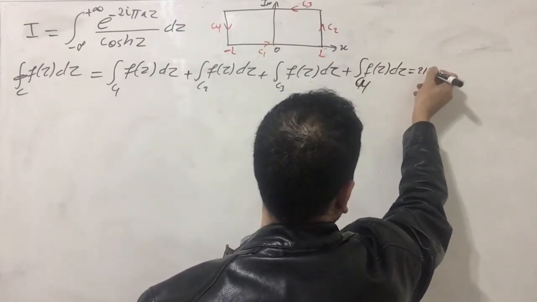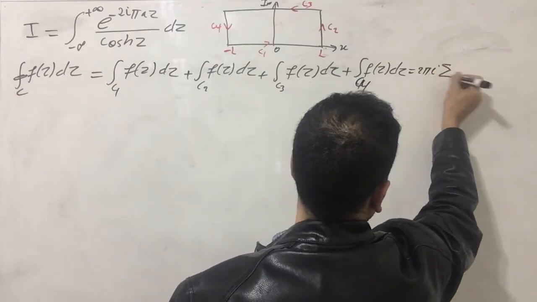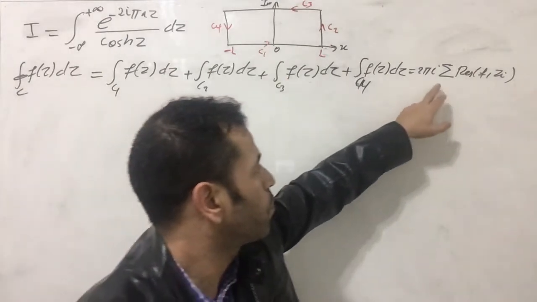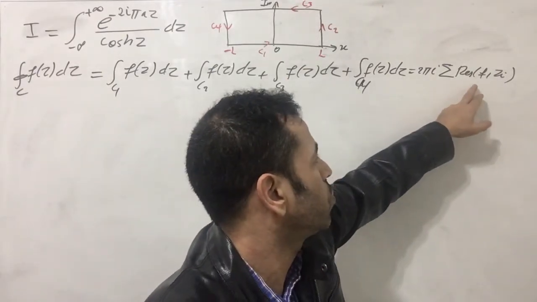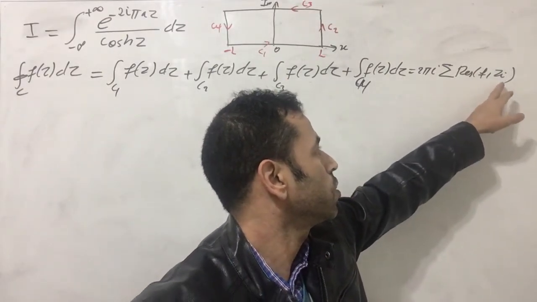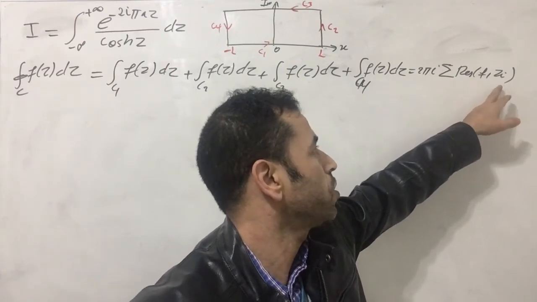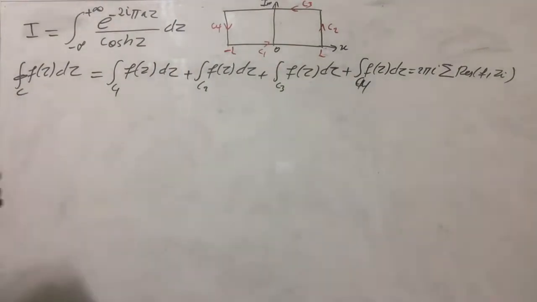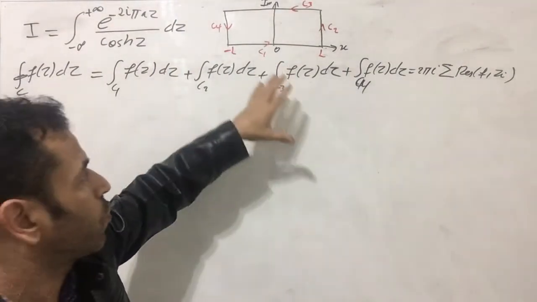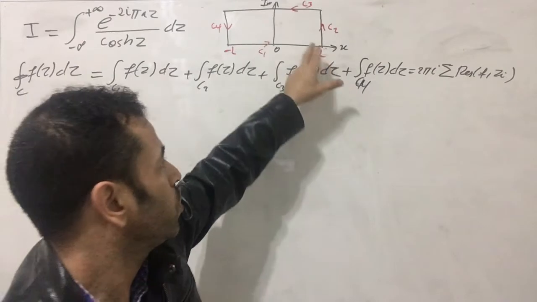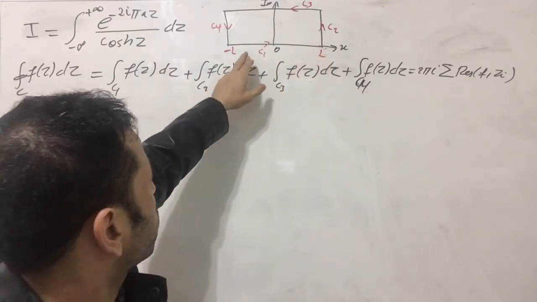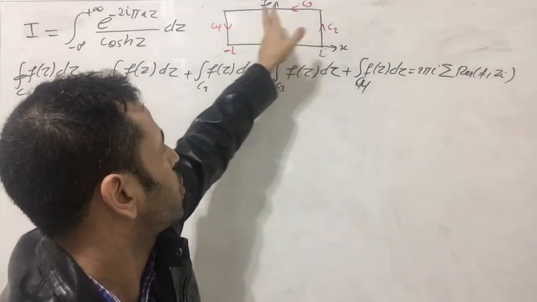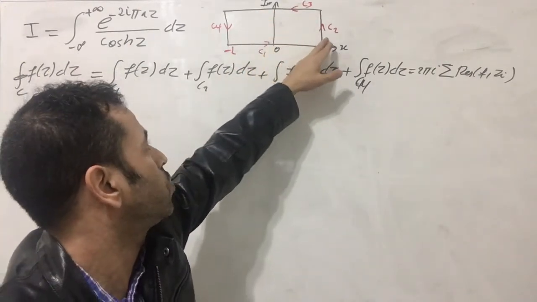equal to 2 pi i times the sum of residues of f at z_i, where z_i represents the poles. Okay, so now I'm going to calculate these four integrals individually. First I'm going to calculate the integrals over C1 and C3, and come back to C2 and C4.